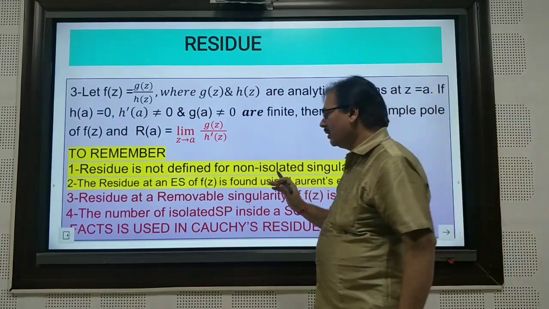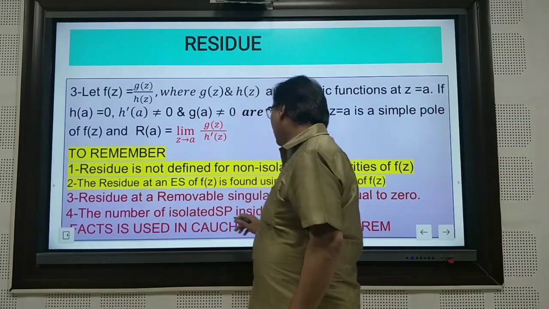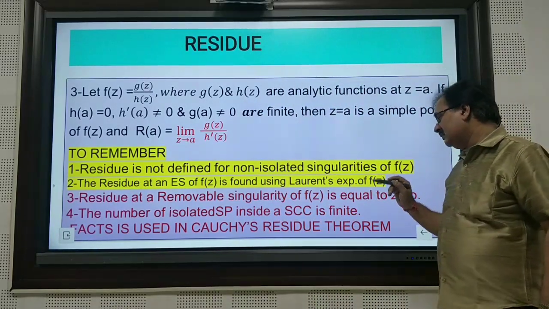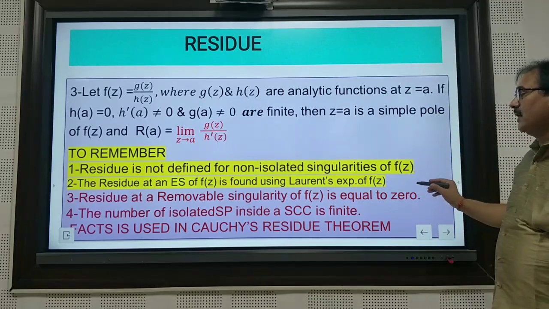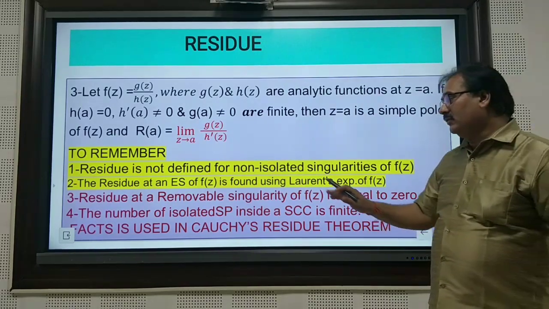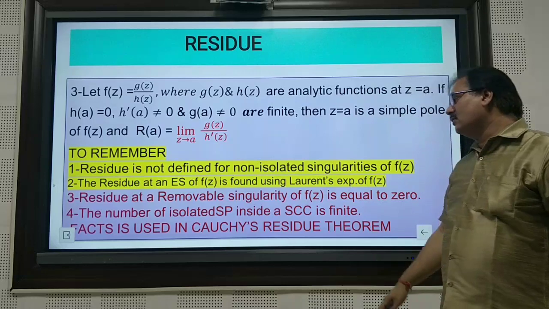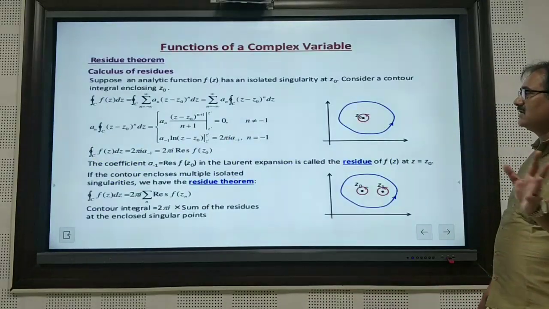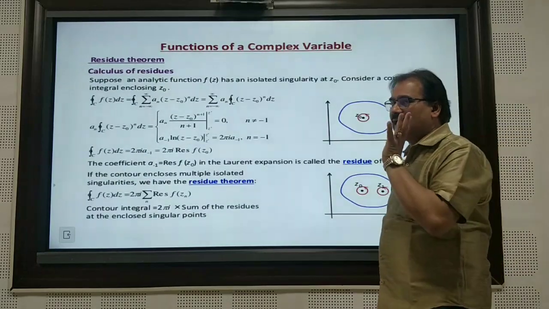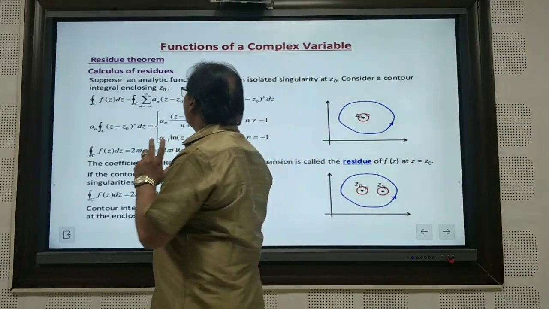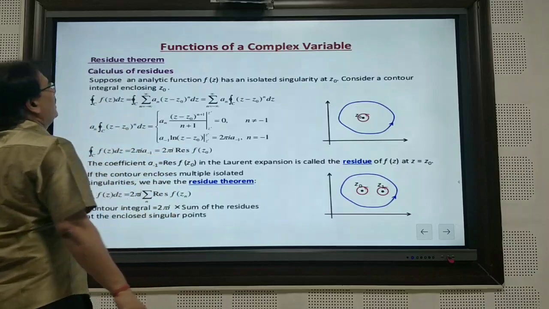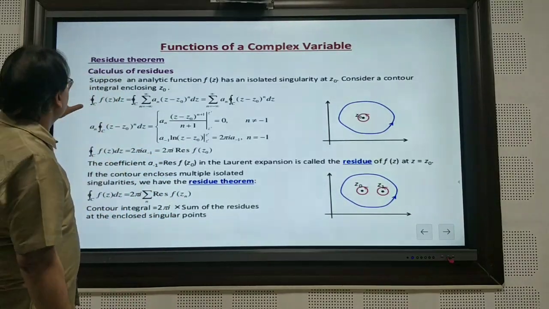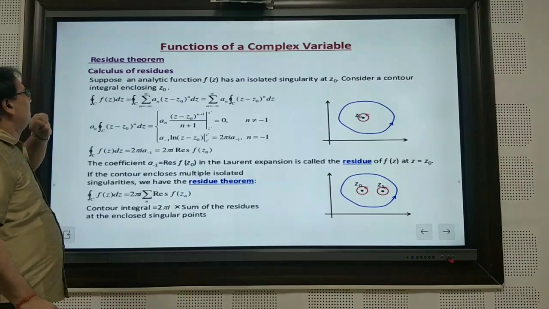We will look into the numerical problems. The number of isolated singular points inside a simple closed curve is finite, and this fact is used in Cauchy's residue theorem. So the ultimate aim is Cauchy's residue theorem. Now look very quickly at the meaning of Cauchy's residue theorem, for functions of a complex variable. Under this we always discuss the residue theorem.